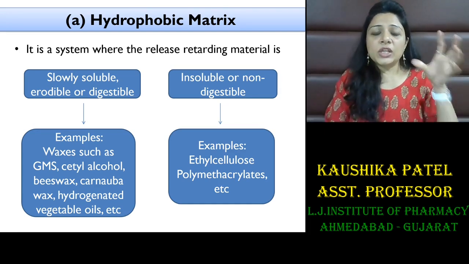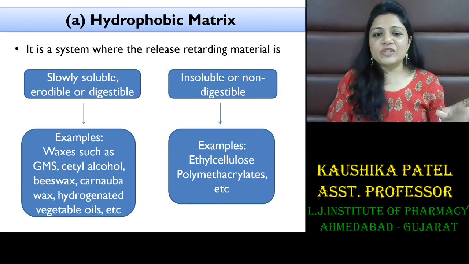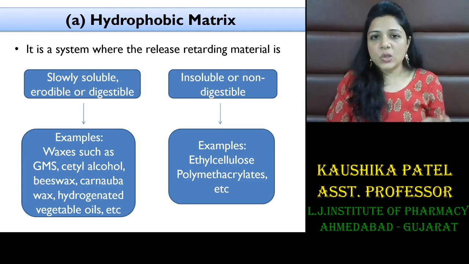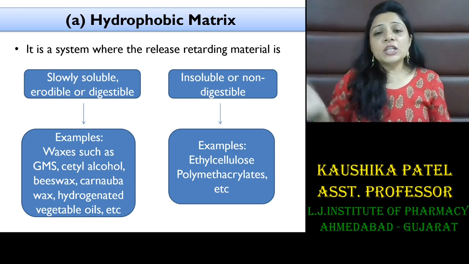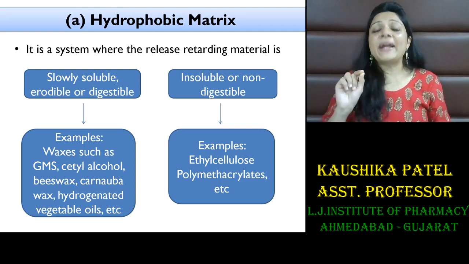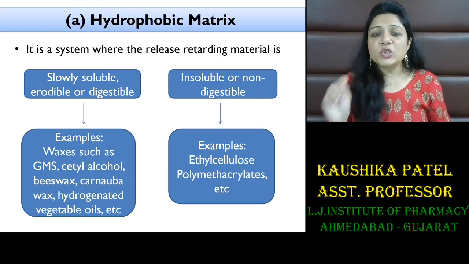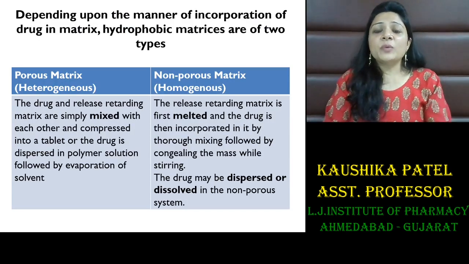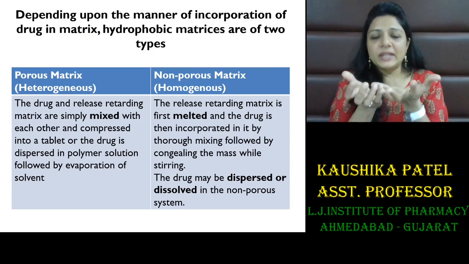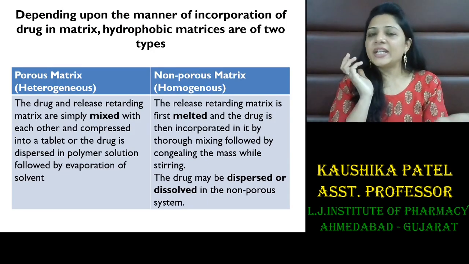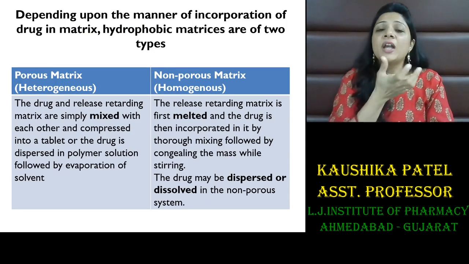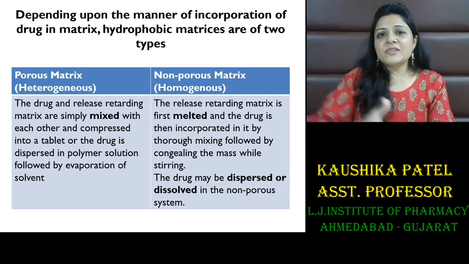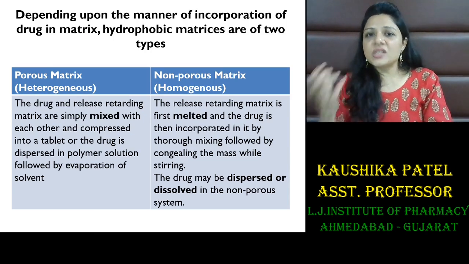Slowly soluble polymers are different waxes and hydrogenated oils. Insoluble polymers are ethyl cellulose and pH independent polymethacrylates, also known as Eudragit. Now, when you have a hydrophobic matrix, it can be erodible, it can be non-erodible. It can form a homogeneous system, it can form a heterogeneous system.